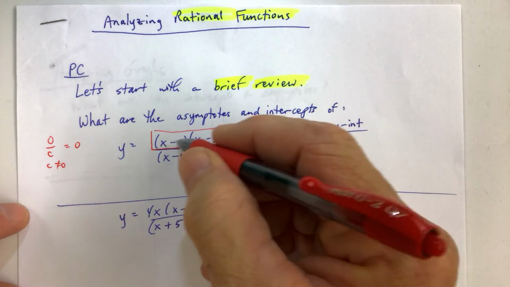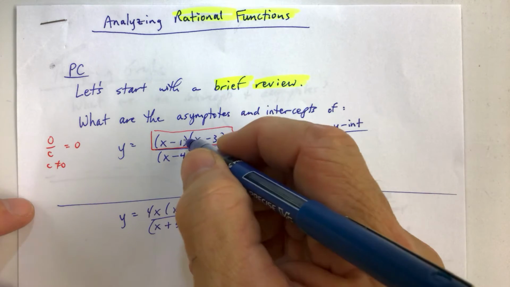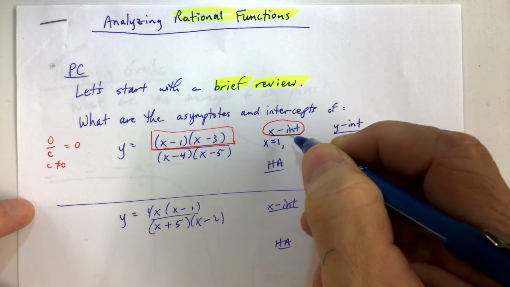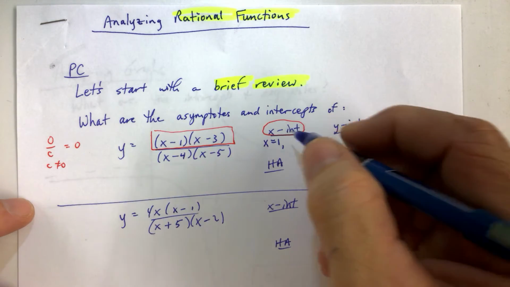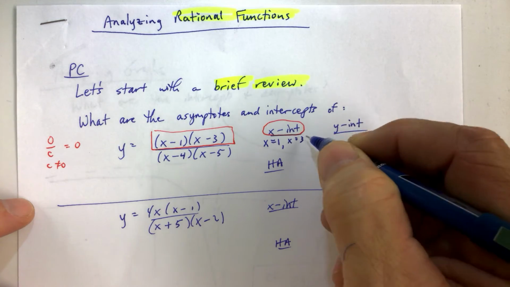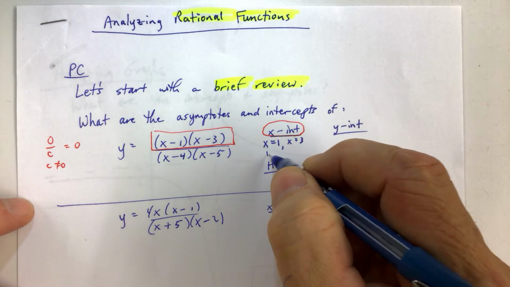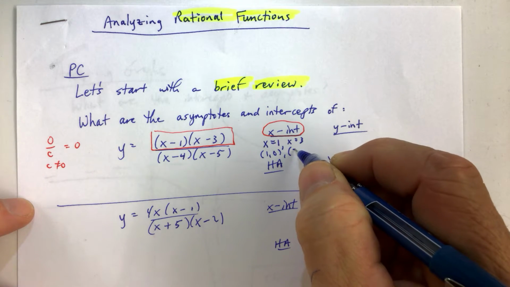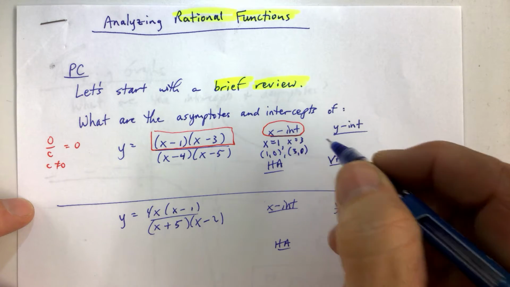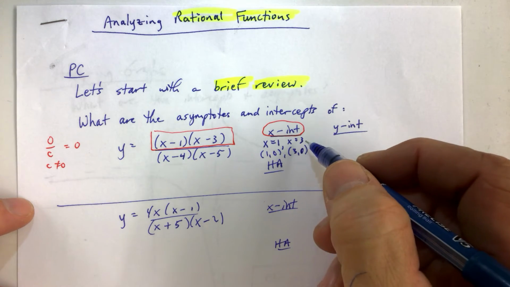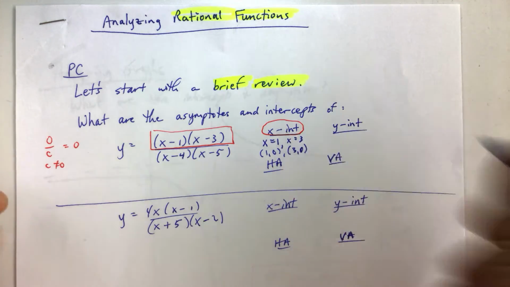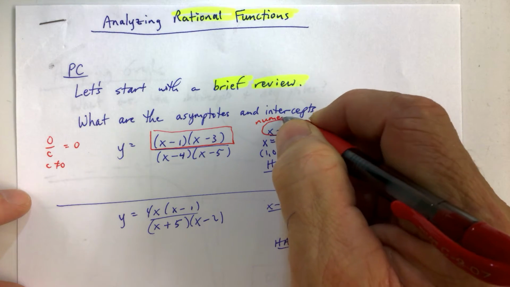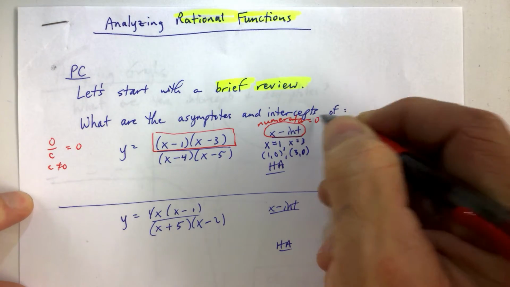So we can see this first factor, x minus 1, is the first factor. So x equals 1 would cause that factor to be 0. And x equals 3 would cause that second factor to equal 0. And if we write the x-intercepts as ordered pairs, we have (1, 0) and (3, 0). So those are the x-intercepts. And where we find those is when we look at the numerator. So when the numerator is equal to 0, that's how we find those.